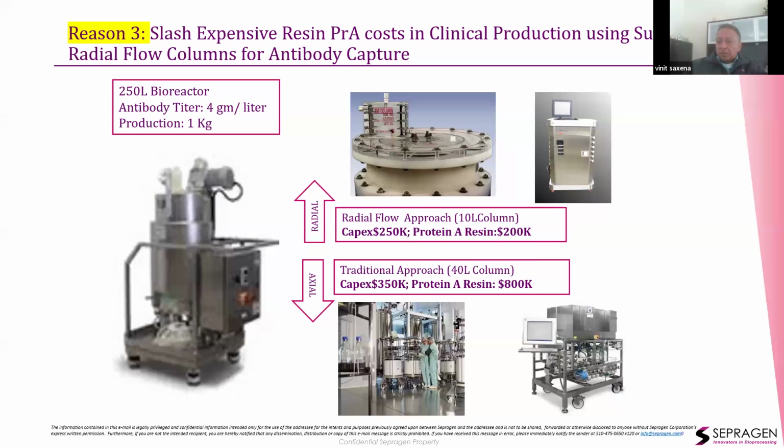Now, in a production operation, this wouldn't work because you would run your resin to exhaustion. But for clinical use, you're never going to run your resin to exhaustion. After a couple of campaigns, it just sits there and it's a waste of money. So here, you've actually reduced tangible expenses of expensive resin, and you've done the same work with 10 liters of resin instead of 40, okay?